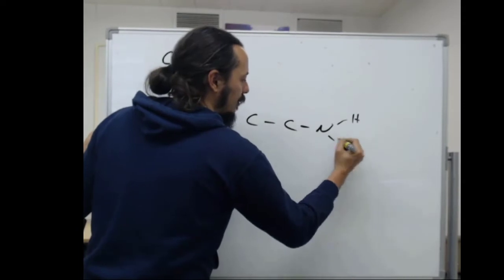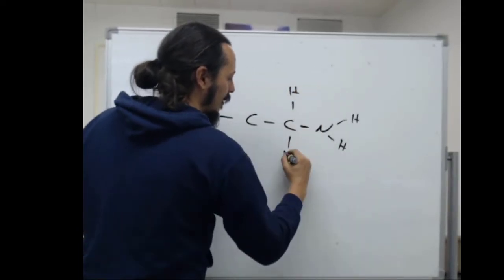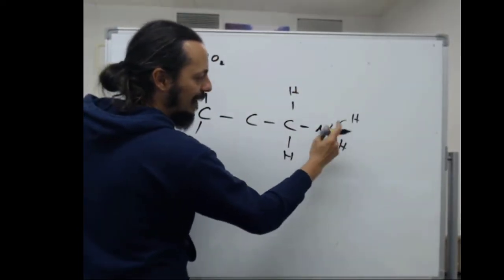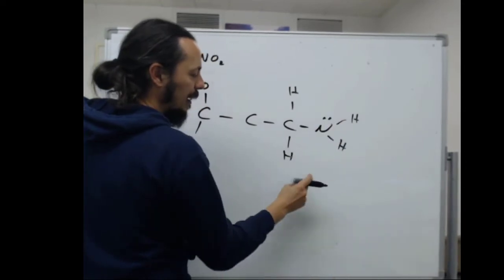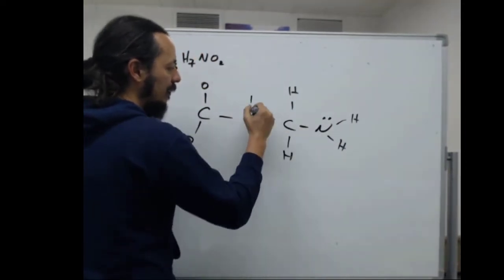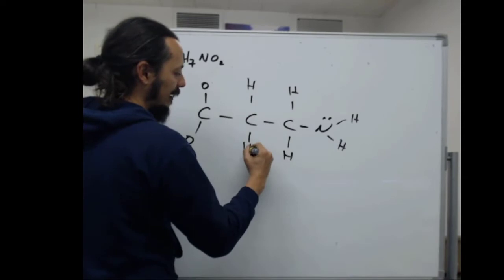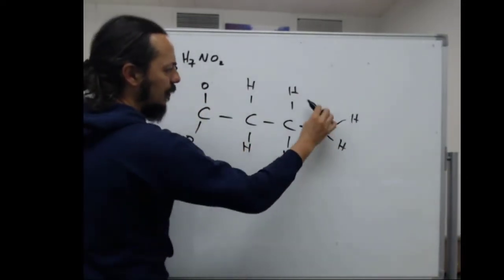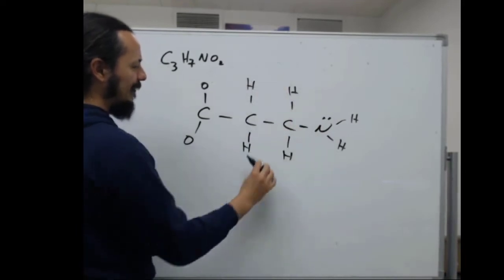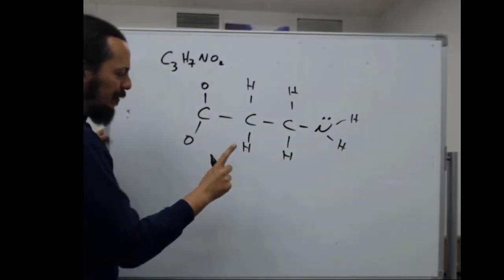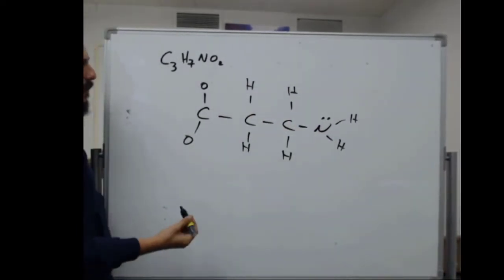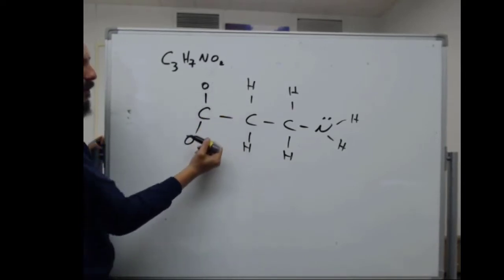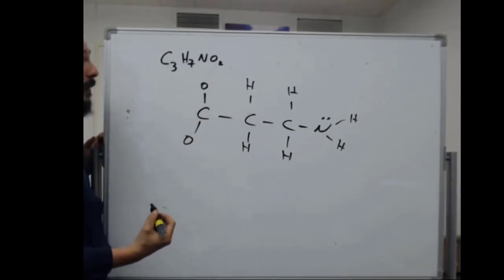1, 2, 3, 4. Notice now this nitrogen has 3 bonds. I'll put 2 lone pairs on it. This carbon has 4 bonds. This carbon has 4 bonds. This carbon only has 3 bonds. 1, 2, 3, 4, 5, 6. And I've only got 1 more hydrogen to put on. So in this situation, I cannot satisfy both the carbons and the oxygens with just 1 hydrogen.